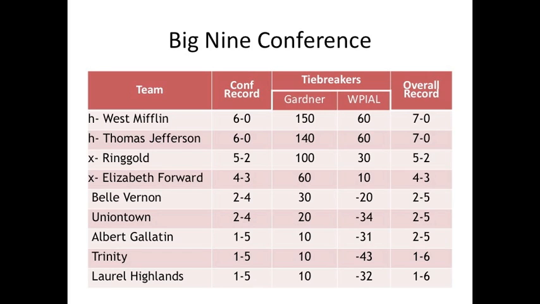Bell Vernon can clinch a playoff spot this week if they beat Laurel Highlands and both Uniontown and Albert Gallatin lose. Bell Vernon has a head-to-head win over Uniontown, which is enabling them to hold on to 5th place right now. However, it becomes a wide-open spot if Laurel Highlands is able to beat Bell Vernon.